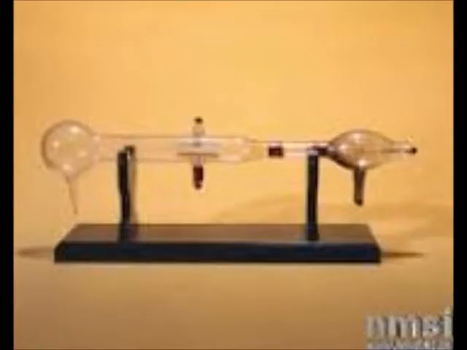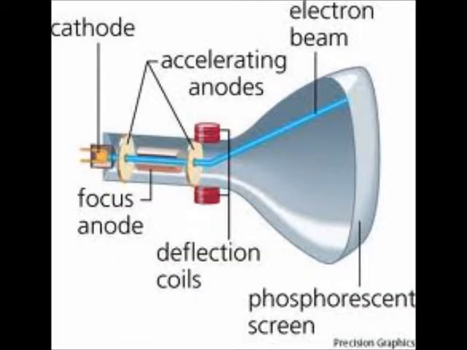J.J. Thomson, a professor at Cambridge University in 1897, improved the design to hold a better vacuum and invented the cathode ray tube. The cathode rays were deflected in electric and magnetic fields and were attracted to the positive side, meaning that they were negative particles.